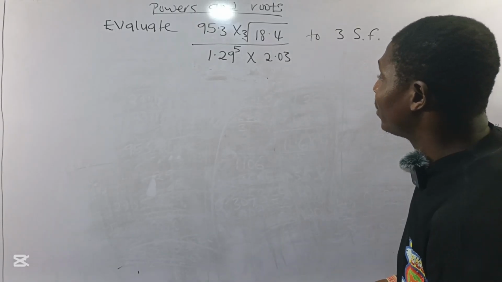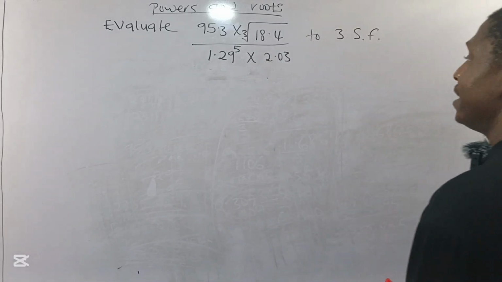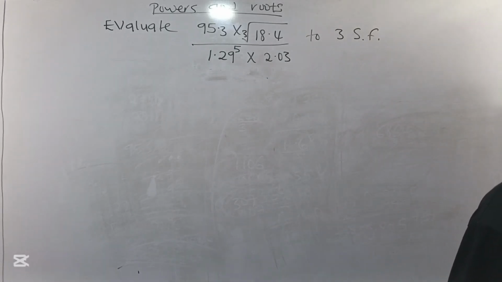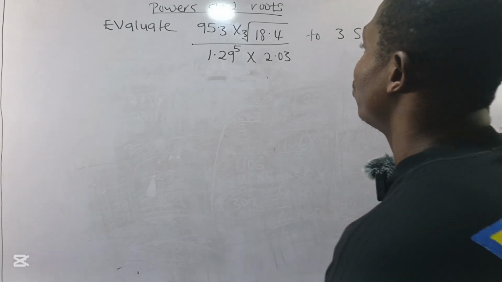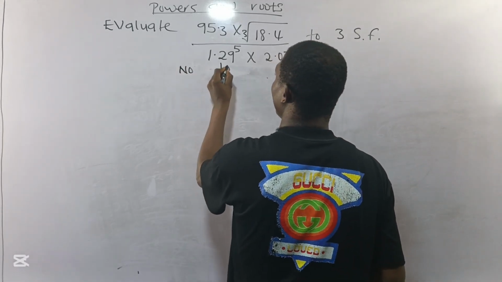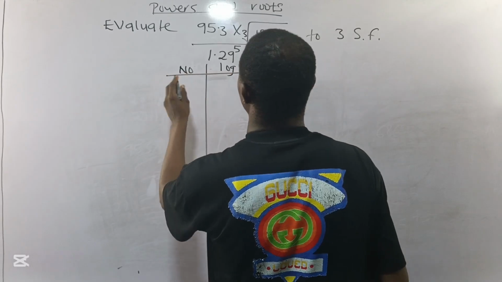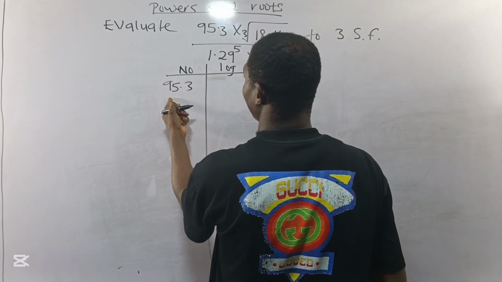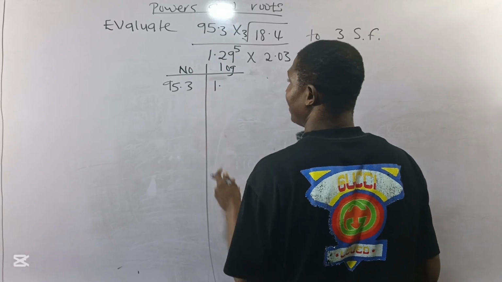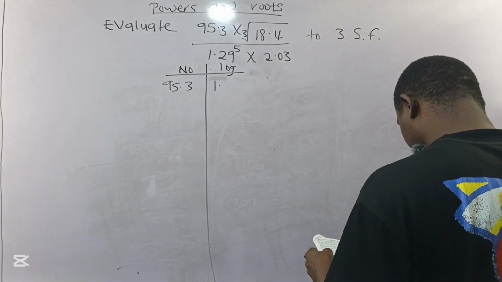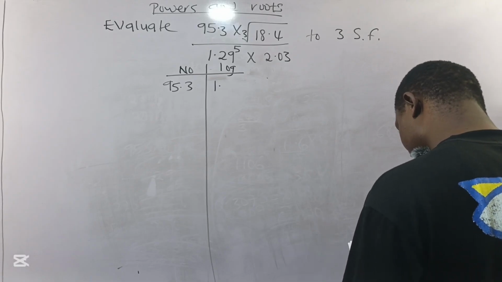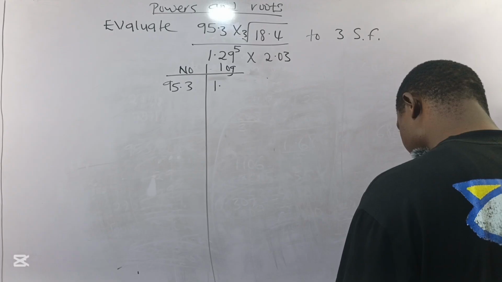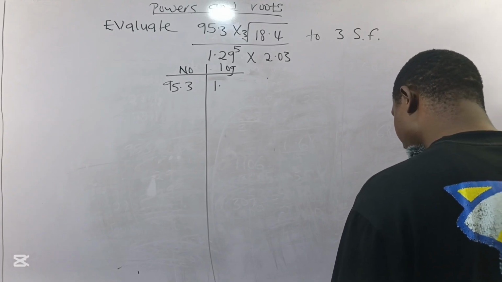So we have this question on the board. Evaluate 95.3 times the third root of 18.4 divided by 1.29 raised to the power 5 times 2.03 to 3 significant figures. So let's have our number and our log here. This is 95.3. 2 digits, so my characteristic is 1. 95 under 3 is 9791.